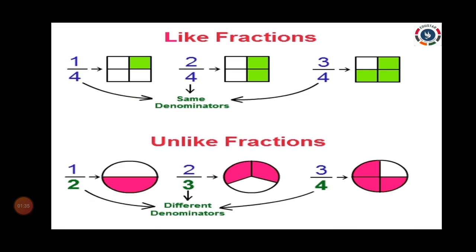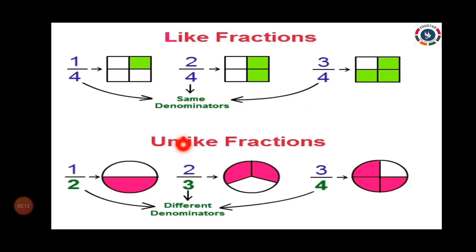Like fractions. Fractions that have the same denominator. You see here 1 by 4 is given, here 2 by 4, and 3 by 4. You see the denominators: here 4, here 4, here 4. So the 3 fractions have the same denominator. So these are like fractions. All the denominators have the same value, equal values, that is like fraction.